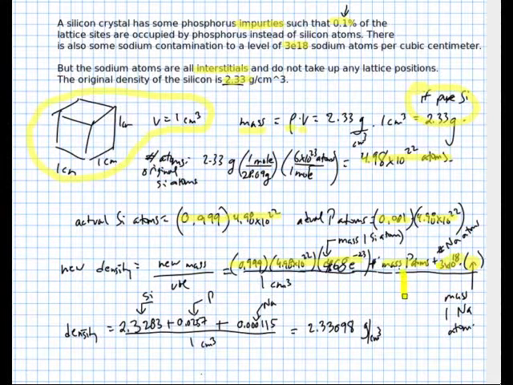And FYI, to get the mass of the phosphorus atoms, I would take the number of phosphorus atoms and multiply it by the weight of one phosphorus atom. And when I do all that, this is the mass of the silicon, this is the mass of the phosphorus, that's the mass of the sodium. And my new density is all that mass divided by the same volume, because we didn't change the volume of this crystal, and I get 2.33098.